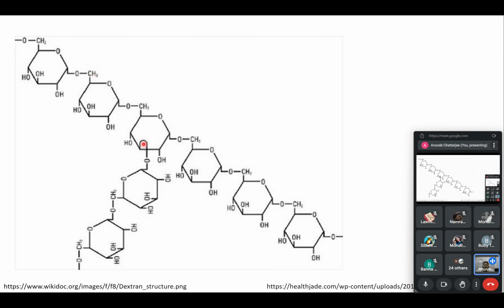If it forms a 1 to 4 bond, then it forms a branching in the chain. So you can see that this is a branch that is shown right here, and this is the main long chain. So dextran is a polymer of a very simple monomeric carbohydrate. Does anyone remember what the monomer of dextran is? You can see it right here, but what is the name of this structure? The hint is that it is the most common carbohydrate ever.